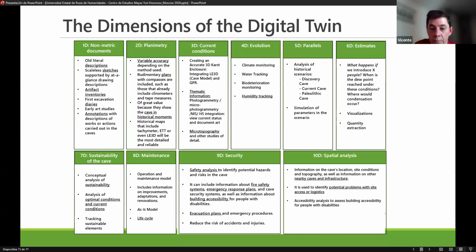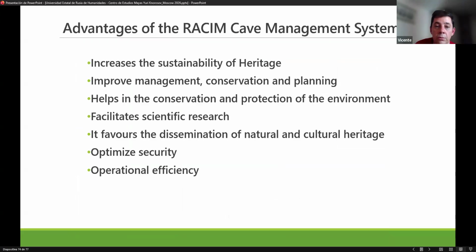So finally, these are the 10 dimensions I intended to show you, and how we store them, and how we take advantage of geomatics and other surrounding techniques to create these digital twins of cultural heritage caves. Basically, we call it RACIM, rock art cave information modeling. These are the advantages.